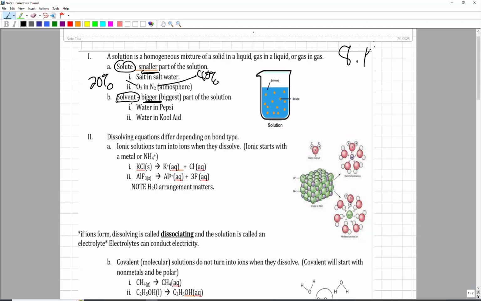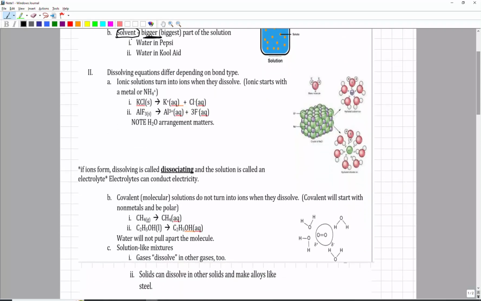Dissolving equations differ depending on the bond type. Ionic solutions turn into ions when they dissolve. Here is the key part that we know right now: ionic starts with a metal, or NH4. They have to turn into ions, and these are the ions we learned before. How did I get K is +1? Periodic table. How did I get Cl -1? Periodic table. If I have some of the polyatomic ions that we learned, then you have to look at your solubility rules, but hopefully you have them memorized.